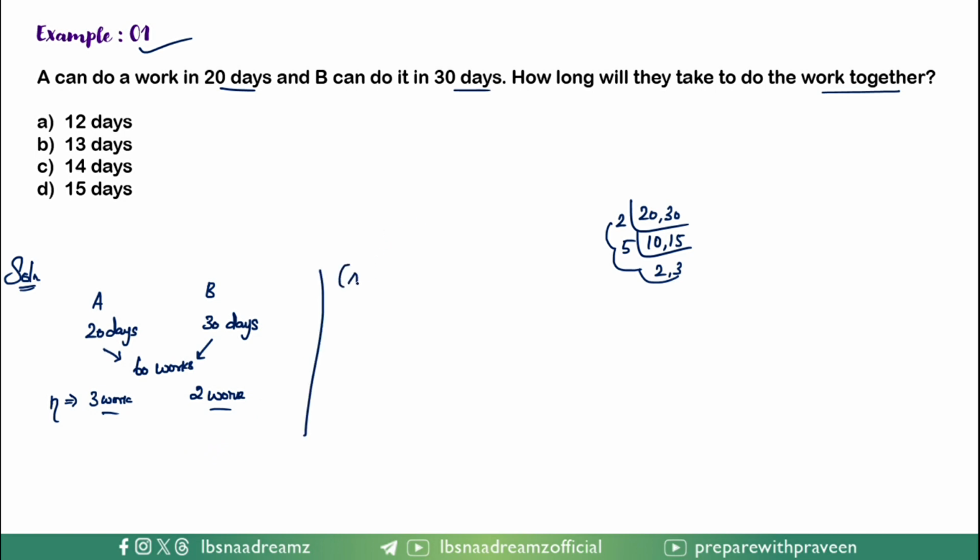So A plus B together can do 5 work in a day. Totally we have 60 works, right? So we can divide 60 by 5, which is equal to 12, since 12 fives are 60. So when A and B are doing the work together, they can complete the work in 12 days.